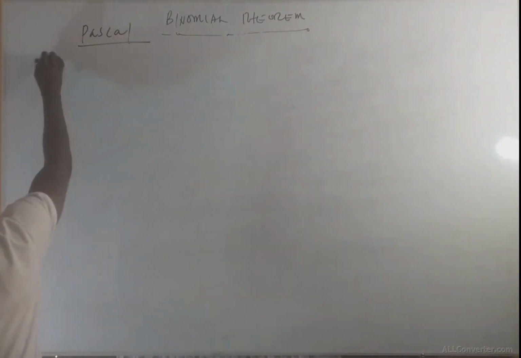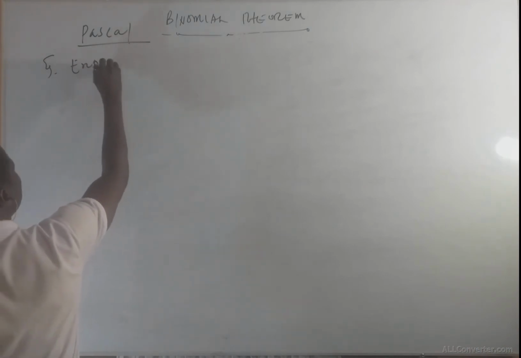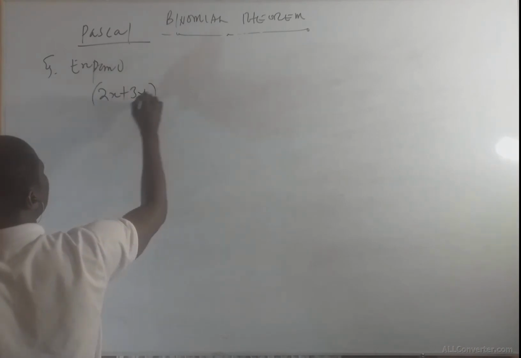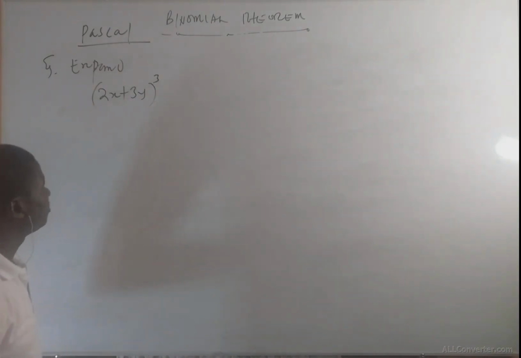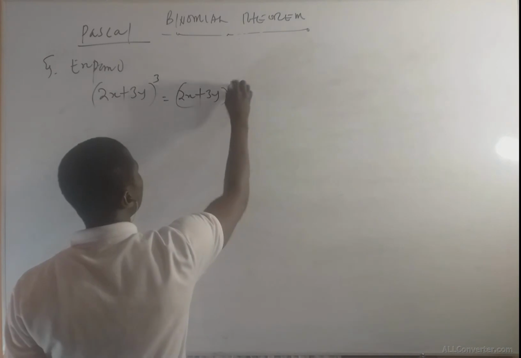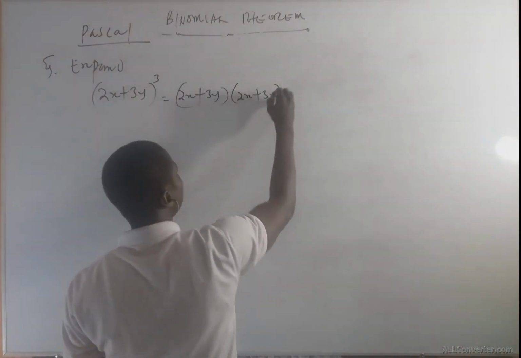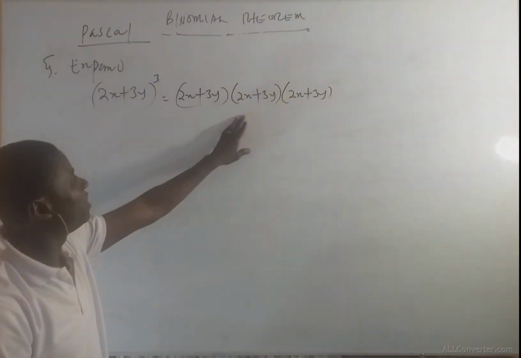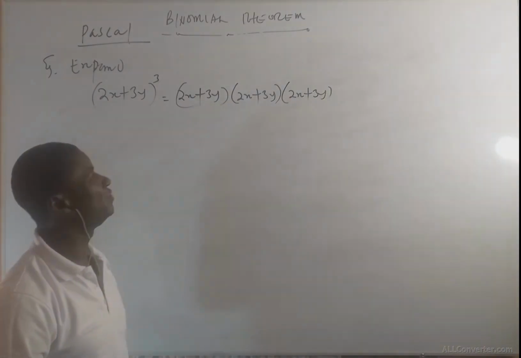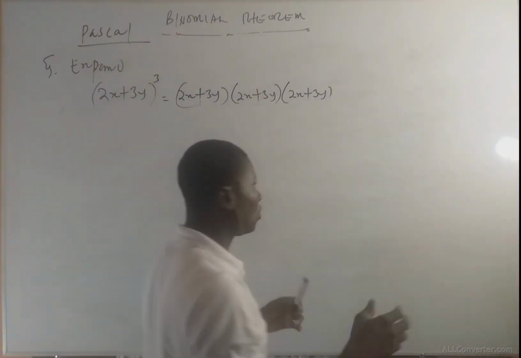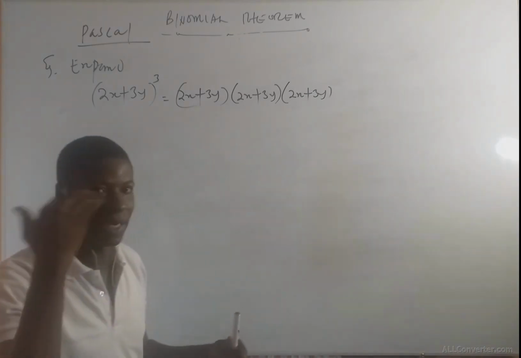Now, let's assume that we are asked to expand 2x plus 3y exponent 3. You know that this will be the same as multiplying 2x plus 3y by 2x plus 3y by 2x plus 3y. So we multiply this by this, and when we are done, we multiply the result by this, and it's very tedious. But you know that with the exponent 3, the coefficient should be at the back of your mind. As you continue solving a lot of questions, you will get the coefficient.